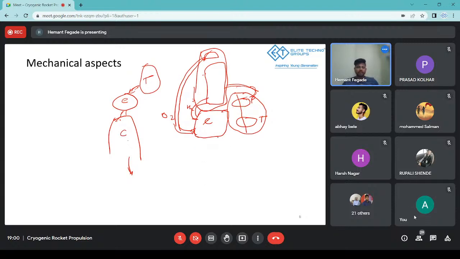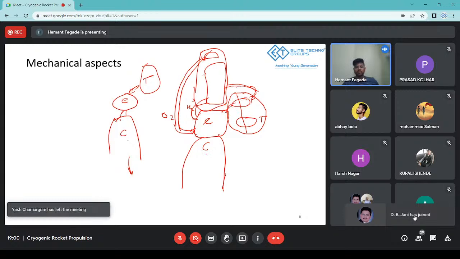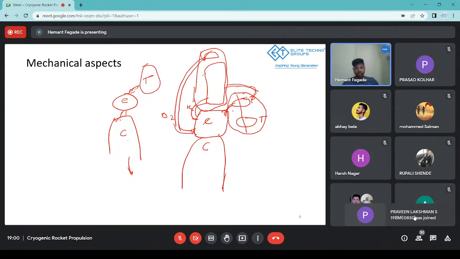So once you pump this, let's say this is the tank, this is the engine, and this is the combustion chamber. Once you are pumping the fuel from this pump, you are not going directly to the engine. You're going around the chamber. Then you are injecting it into the engine. Okay, I'll also show you an animation of this. There I'll be able to better explain this concept to you all, how this thing works.